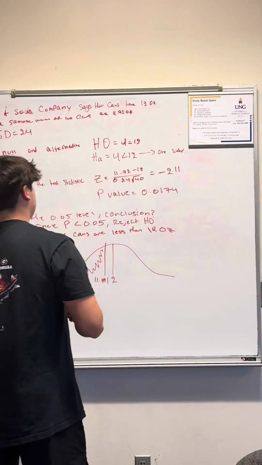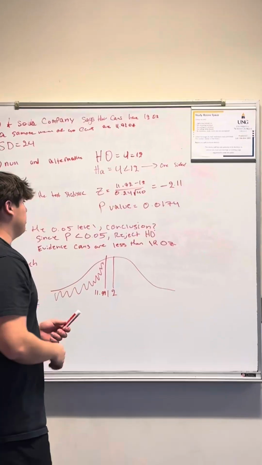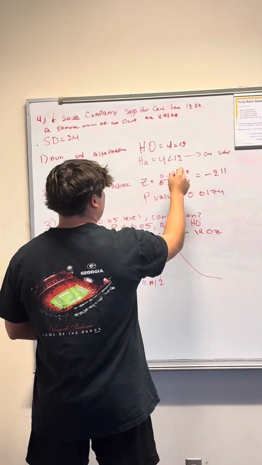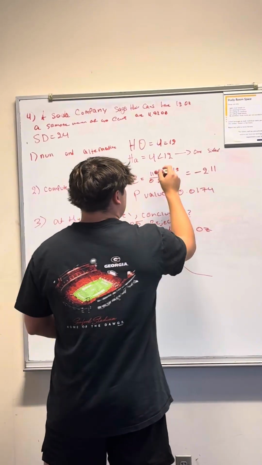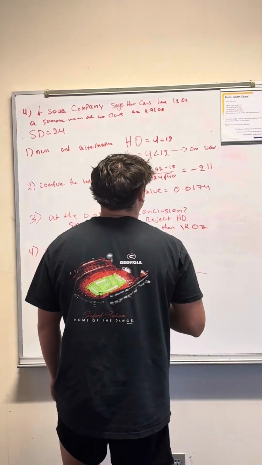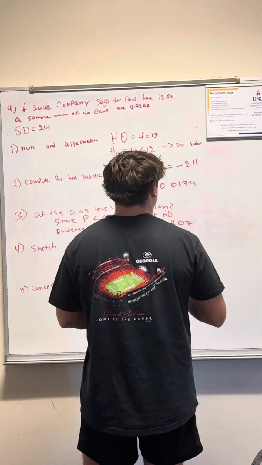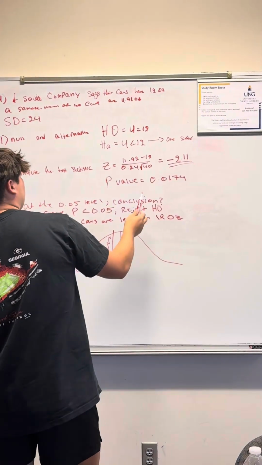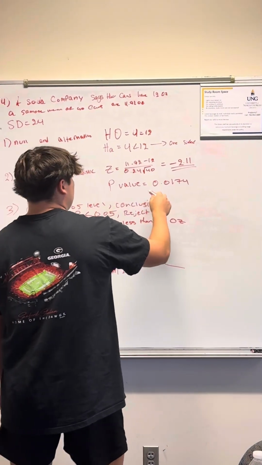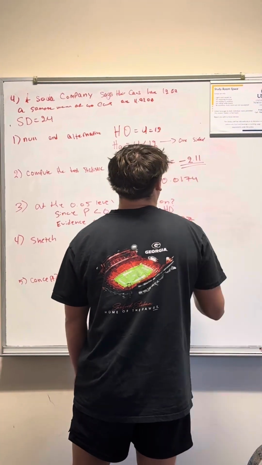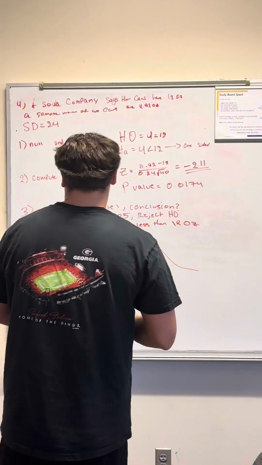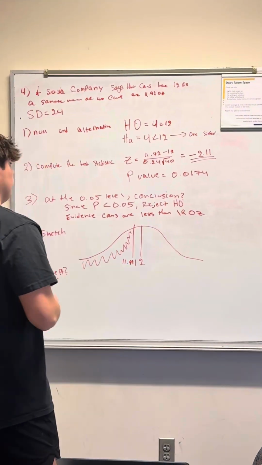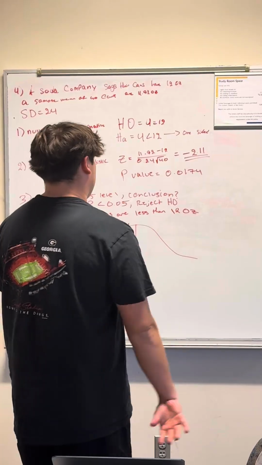Problem number 2 is asking us to compute the test statistic. So we have z right here. Z equals 11.92 minus 12 over 0.24, which gives us negative 2.11, which in turn gives us a p-value of 0.0174. For number 3, it's asking us, at the 0.05 level, for a conclusion.